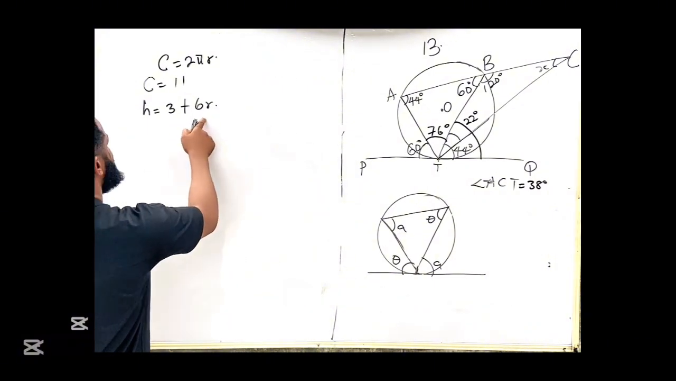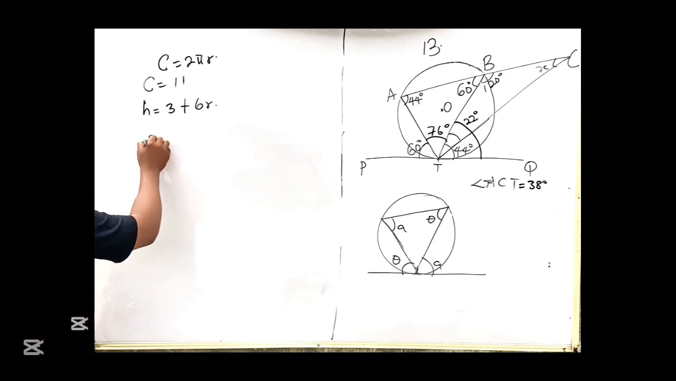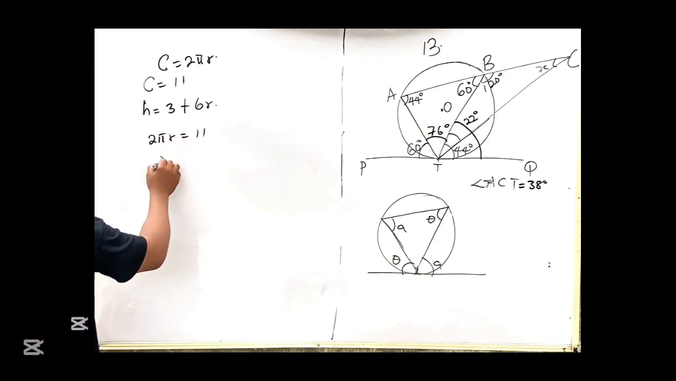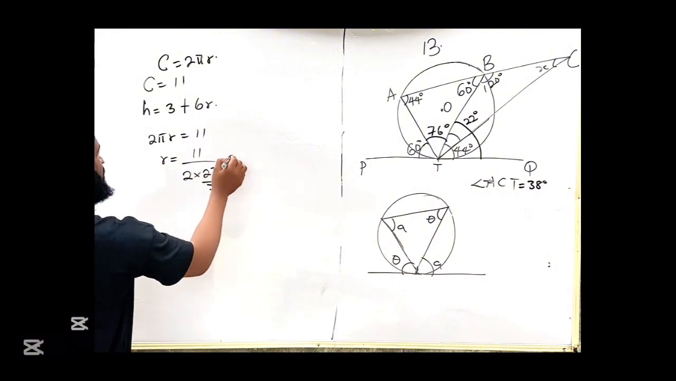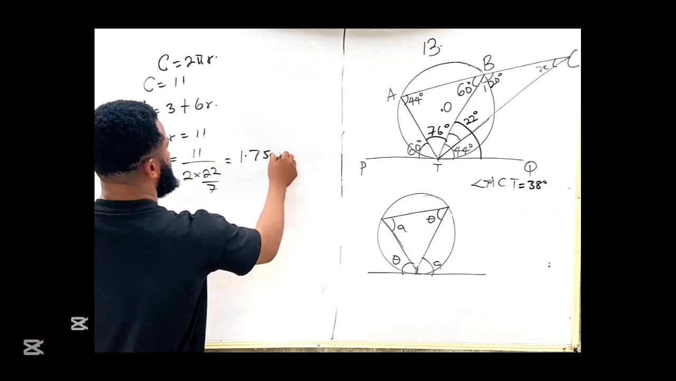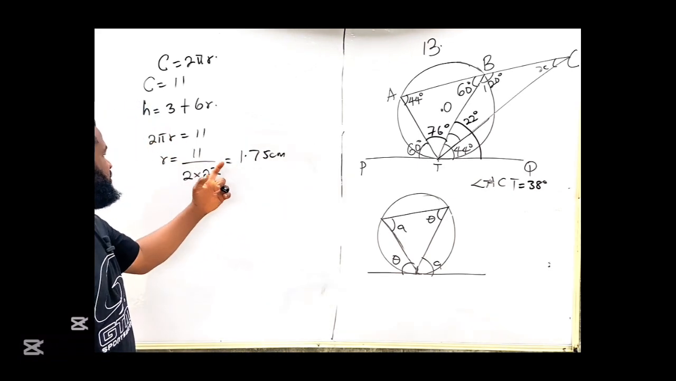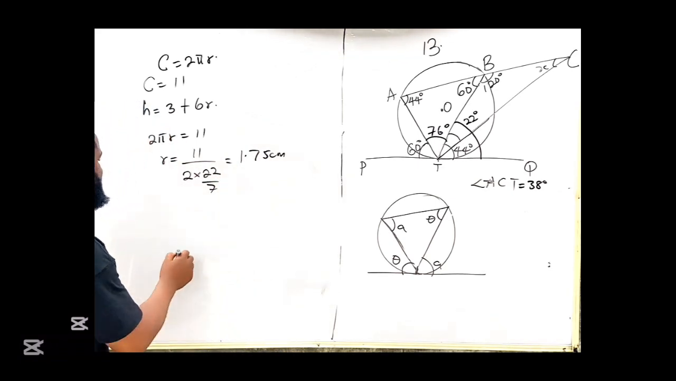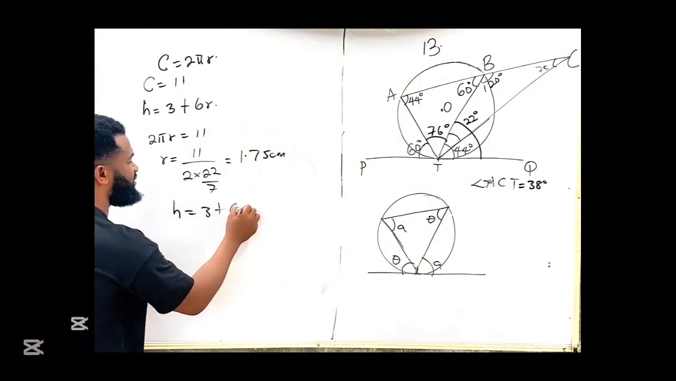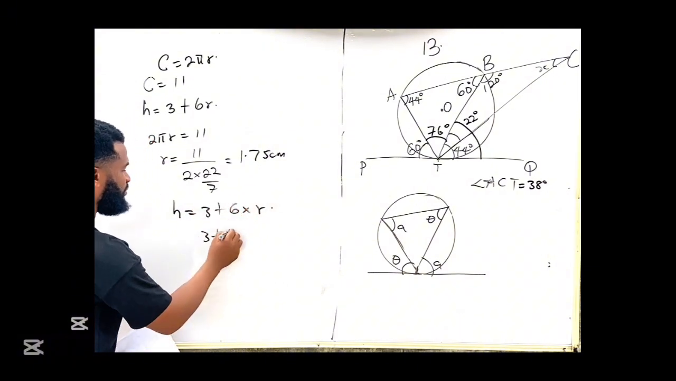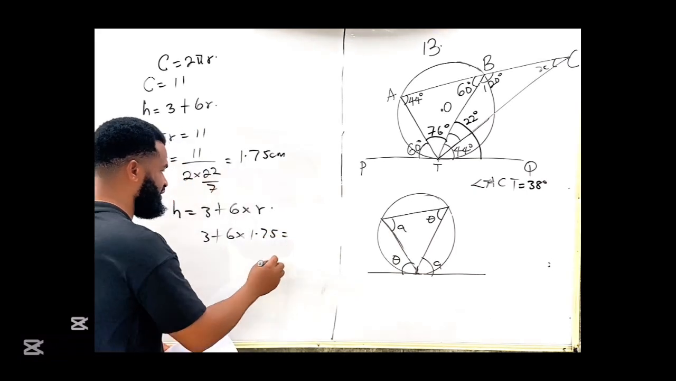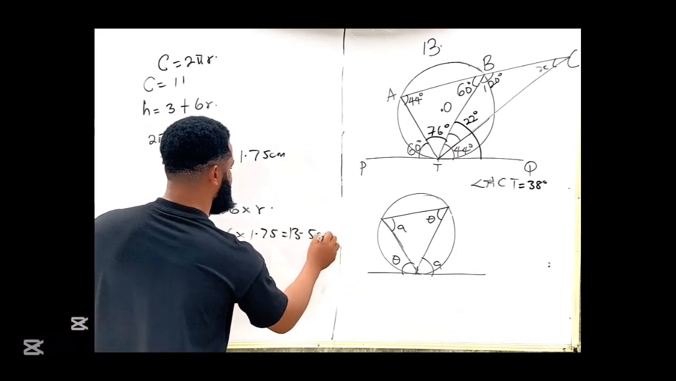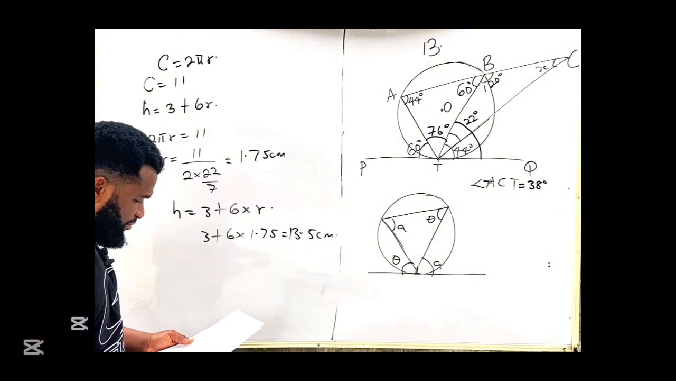So let me find the radius. To find the radius, I will go back here. This is going to be 2 pi r is equal to 11. r is going to be 11 all over 2 times 22 over 7, which is 1.75 cm. So for this question, the radius is 1.75. To get the height, it is 3 plus 6 times r. So this is 3 plus 6 times 1.75, which gives a height of 13.5 cm.